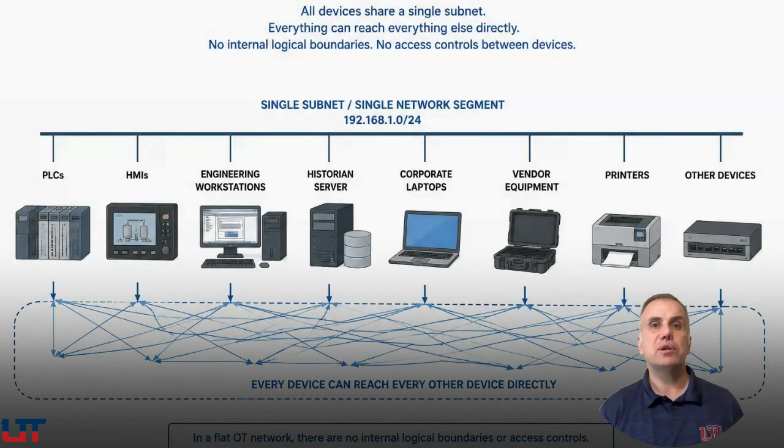So a flat network is one where all devices share a single subnet with no internal logical boundaries. Everything is on the same network. Everything can reach everything else directly, and there's no mechanism to control which devices are allowed to talk to which other devices. So in a flat OT network, you've got your PLCs, HMIs, engineering workstations, the historian server, corporate laptops, vendor equipment, printers, and anything else that's plugged into the network. They all share the same segment.